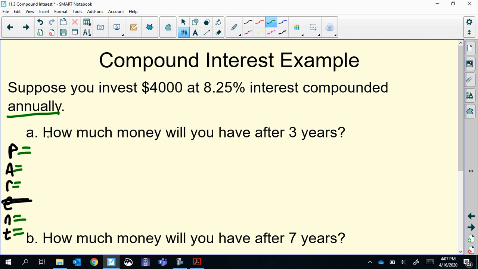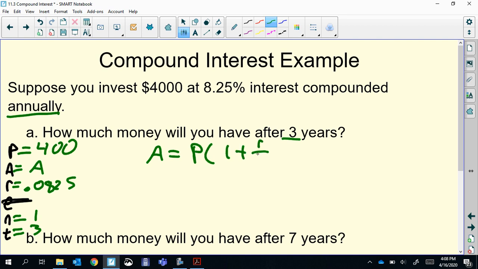So you invest $4,000, that is your principal. The rate is 8.25, so we're going to write that as a decimal, 0.0825. And it's compounded annually, which means N equals 1. And then this question says after 3 years. So we know everything except for A. That's what we're solving for. How much money will you have? So now we're going to plug everything into the formula where it's supposed to go.